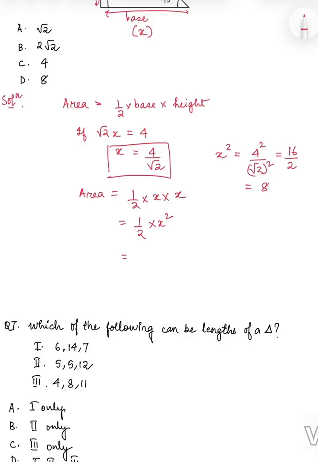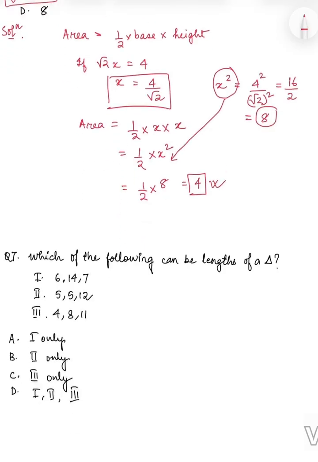So this gives us half into 8. So that is 4. So this is our solution and the correct answer is option C, 4. What we did, we found out x square and just substituted it over here.